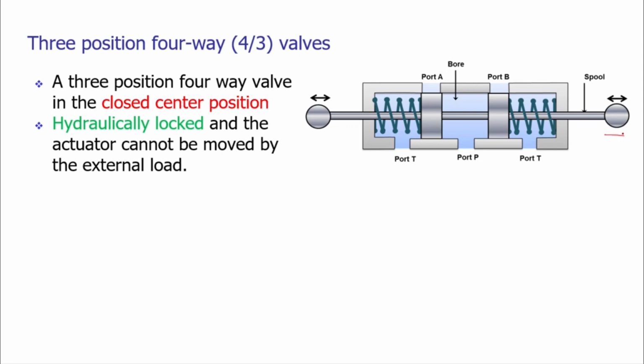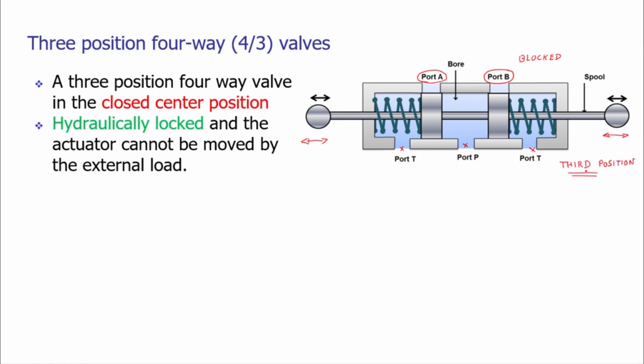We are not moving the spool. So the spool is made to stand at this particular location where port A is blocked, and port B is also blocked. They are not connected to the power port, and they are not connected to the tank port. So this situation is called the third position. This is the third position.